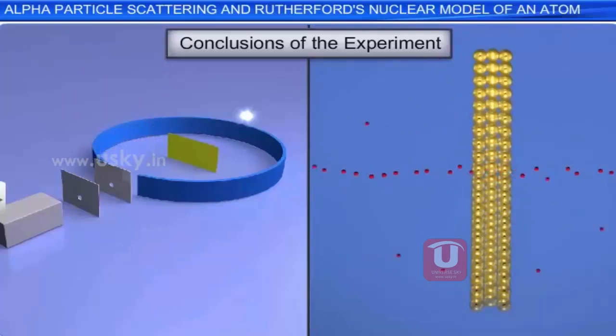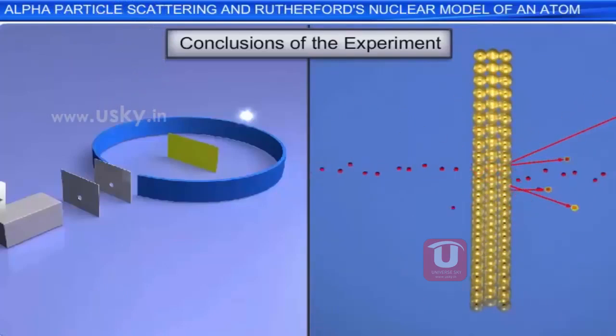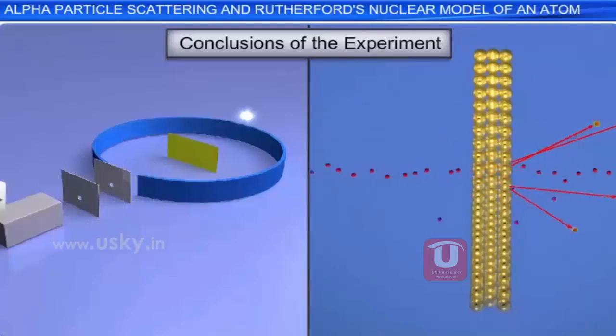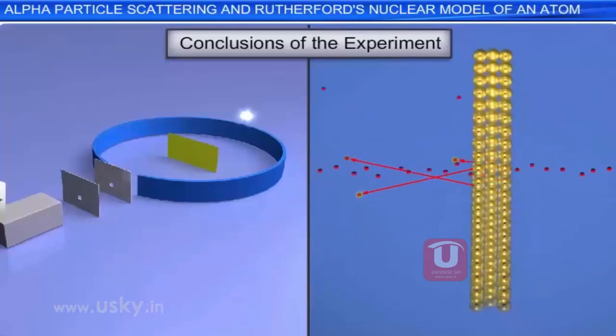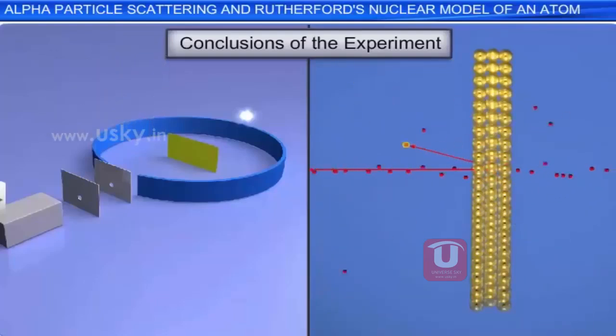Out of all the incident alpha particles, only about 0.14% of the particles scattered by more than 1 degree. This was due to the fact that these particles passed close to the central part of the atom, which must have been positively charged. And 1 in 8,000, that is about 0.0125% of the incident alpha particles, scattered by more than 90 degrees, that is, they scattered backwards. For this to have happened, such alpha particles must have experienced a large repulsive force.